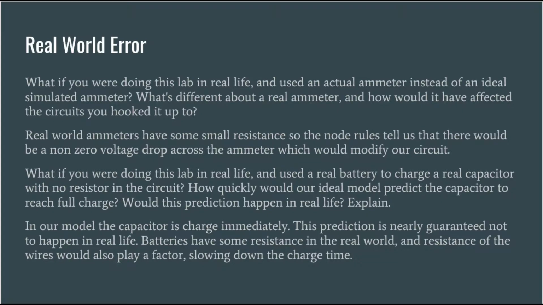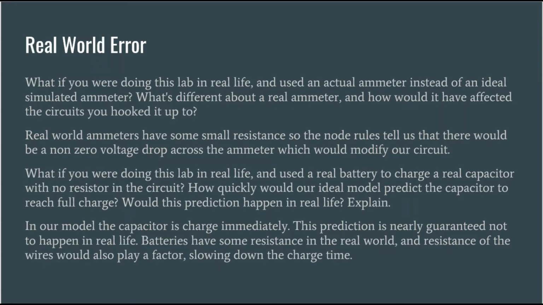Now for some questions about how much more error would be encountered if we started doing this in the real world. If you're using an actual ammeter instead of the ideal simulated ammeter, this would have an effect on the circuits you hooked up, because pretty much everything in the real world has resistance, and ammeters have some small resistance. So using the node rule, you would know that there was a non-zero voltage drop across the ammeter, which would modify our circuit in some way and throw off our results, because an ideal ammeter has zero resistance.